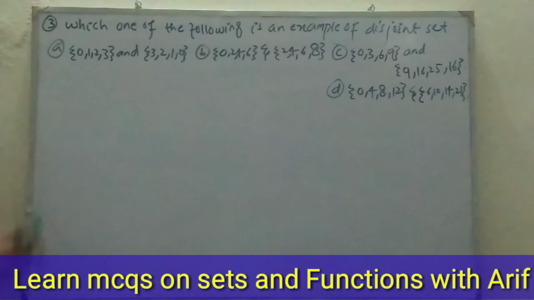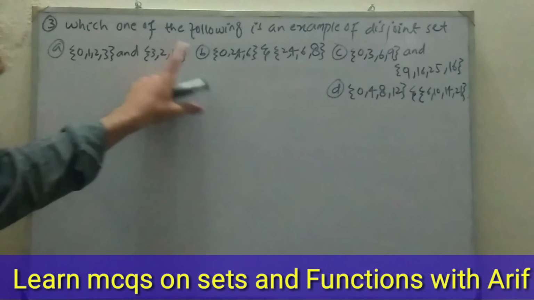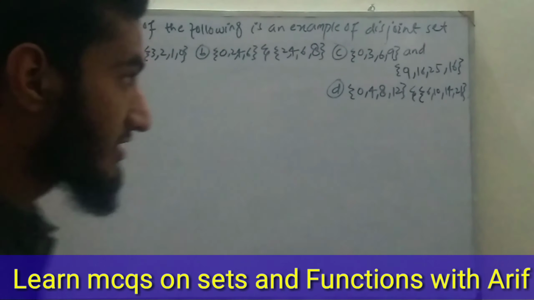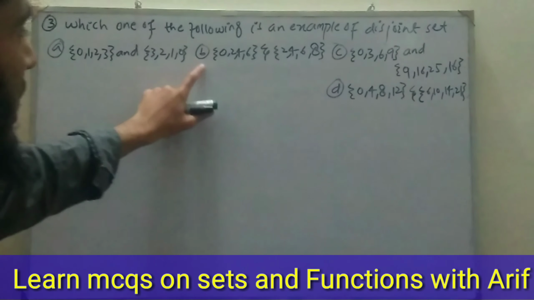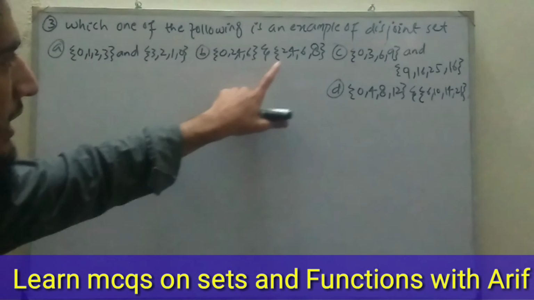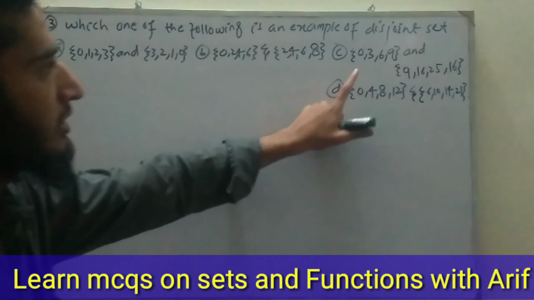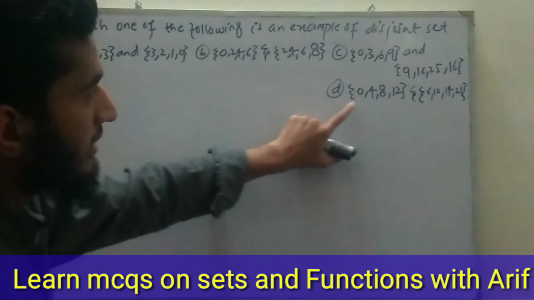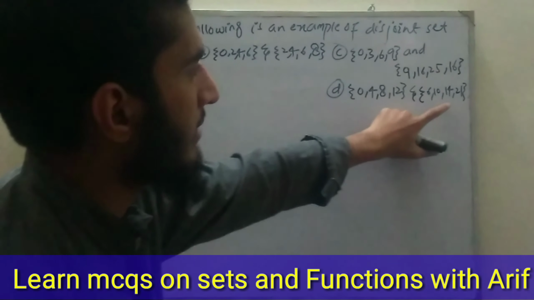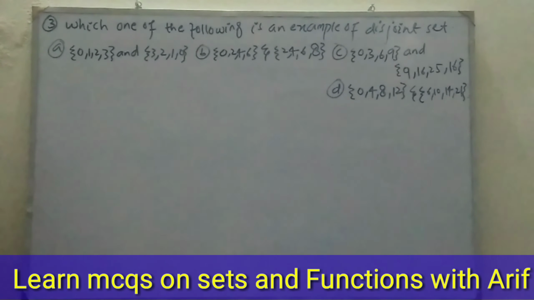Now move to the third MCQ. It says: which one of the following is an example of a disjoint set? Option A is {0, 1, 2, 3} and {3, 2, 1, 0}. Option B is {0, 2, 4, 6} and {2, 4, 6, 8}. Option C is {0, 3, 6, 9} and {9, 16, 25, 16}. Option D is {0, 4, 8, 12} and {6, 10, 14, 21}. So, solution.